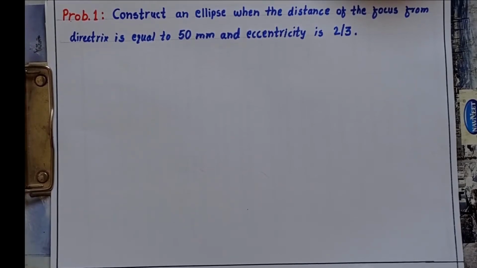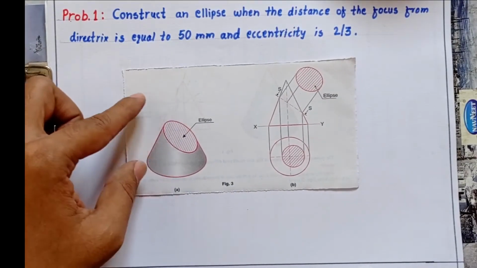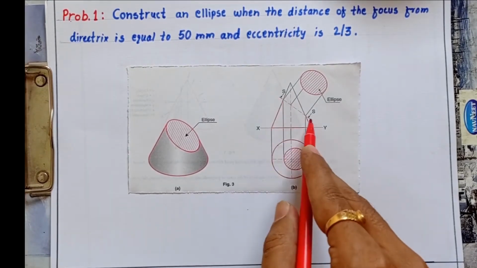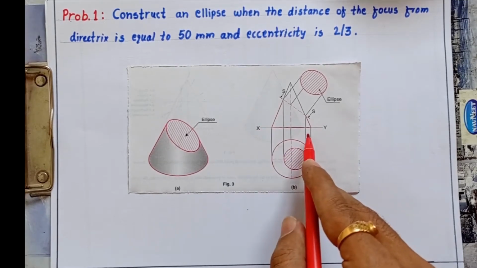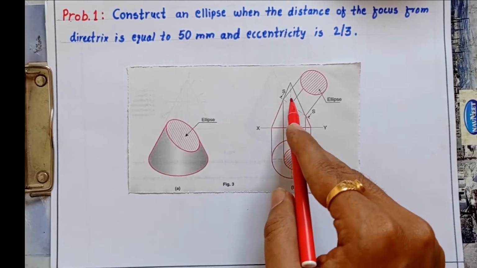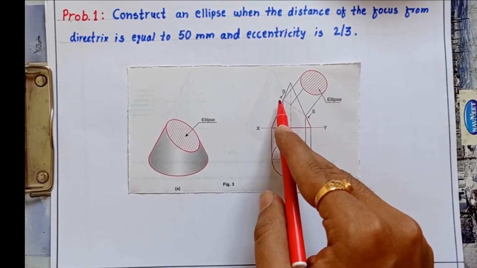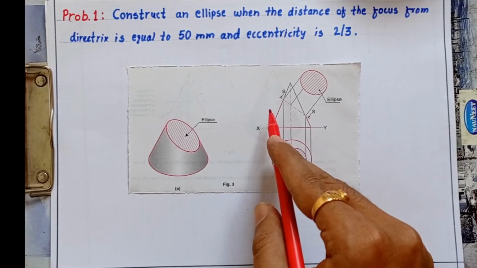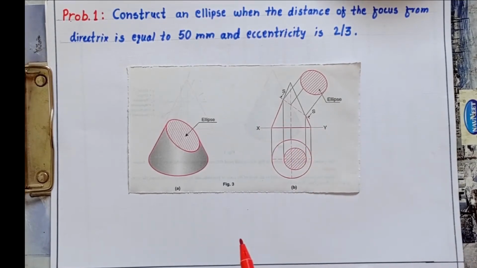But before moving on to the problem statement, let's have a look at the cut section of a cone where we obtain that ellipse. An ellipse is a curve that is obtained when the section plane, this is the section plane SS, cuts the cone, especially the axis of the cone. Here you have the straight vertical axis of the cone, which is cut by this section plane SS in such a way that the section plane makes an angle which is greater than the angle made by the generator of the cone.